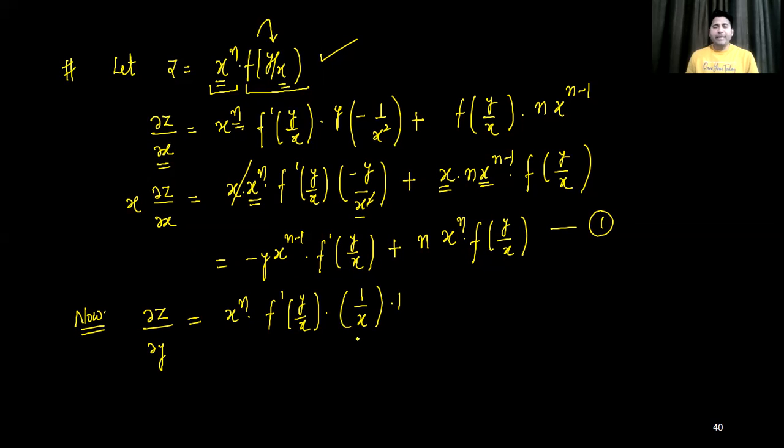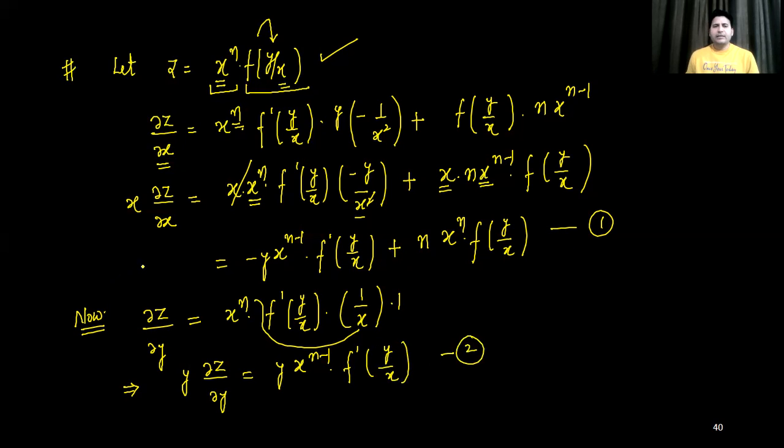We should not apply the product rule over here. Why? Because x is a constant for y differentiation. Do the multiplication by y. So y into del z over del y equals y times, this is x over here. So x power n minus 1 into f dash y upon x. Let it be second. In order to get the Euler's formula result, just add equation number first and 2.